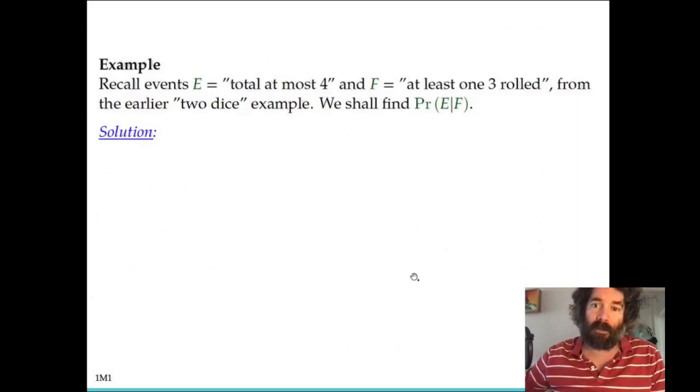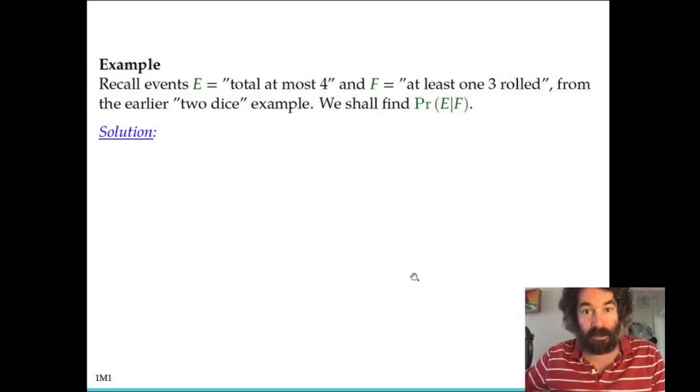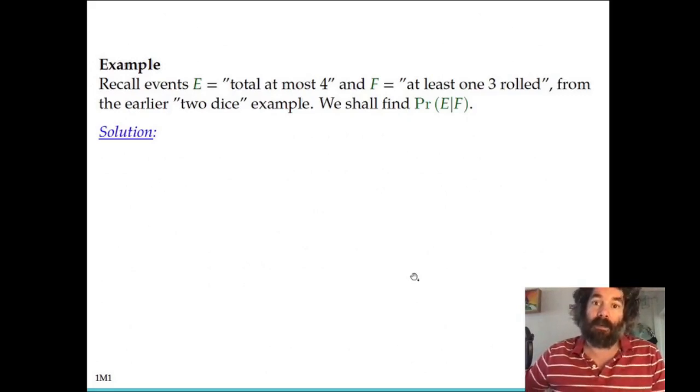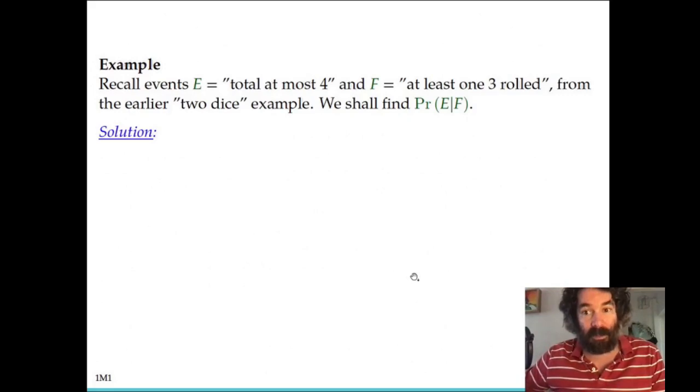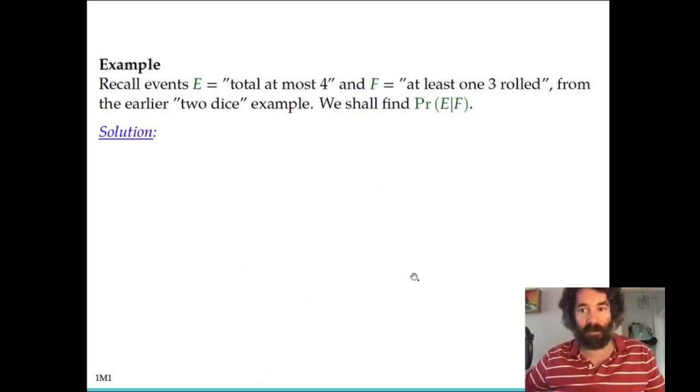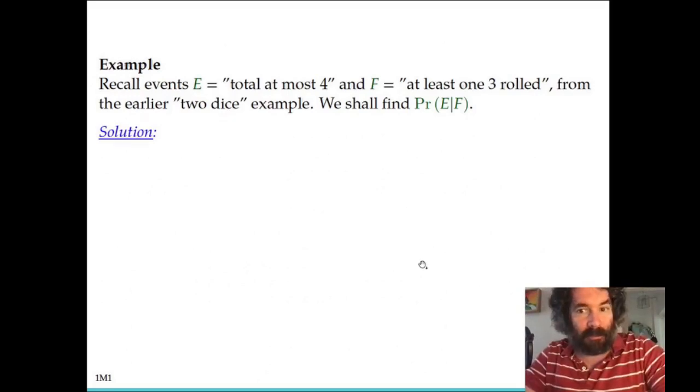Okay, so let's look at an example of conditional probabilities. This is an example using some of the events that we looked at in the past video. We'll make the experiment be rolling 2 dice, and the events will be: E, the total of the 2 dice is at most 4, and a second event F, at least one 3 is rolled. And we want to find the probability of E given that F has occurred. That's the probability that the total is at most 4, given that at least one 3 has been rolled. Okay, let's look at this example.